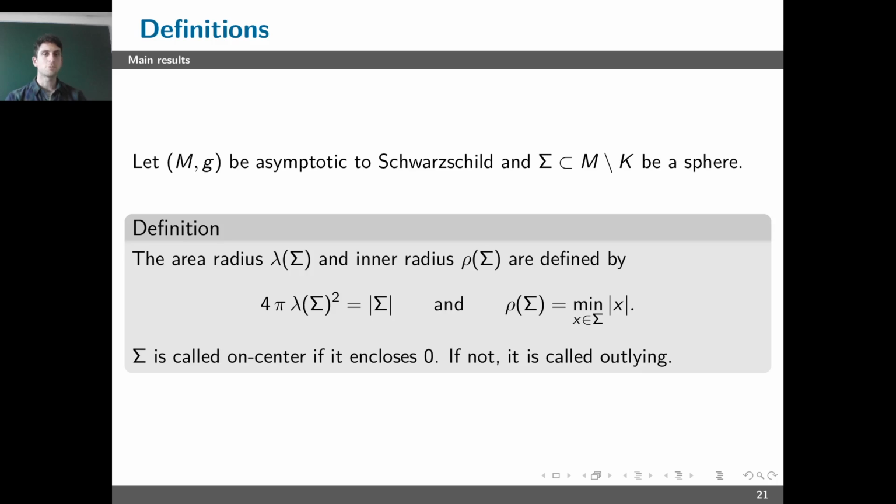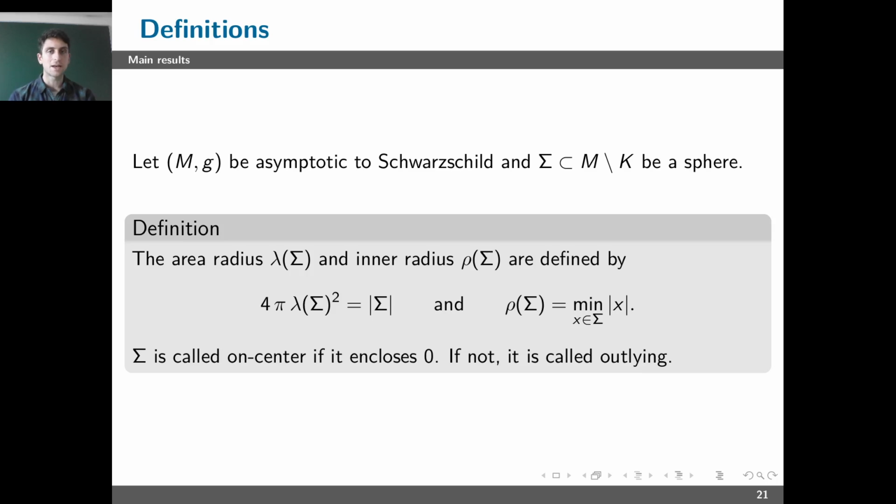Okay, so we've seen previously that the available results on the existence and uniqueness of large area constrained Willmore spheres in manifolds that are asymptotic to Schwarzschild are somewhat unsatisfying. And this is really what Michael and I tried to remedy in our recent work. And in order to present our main results, we need a few more definitions.